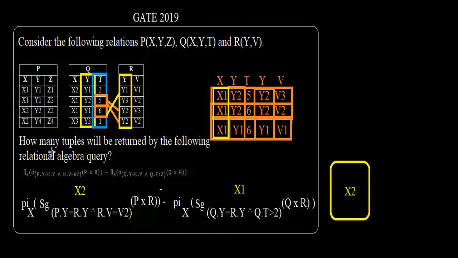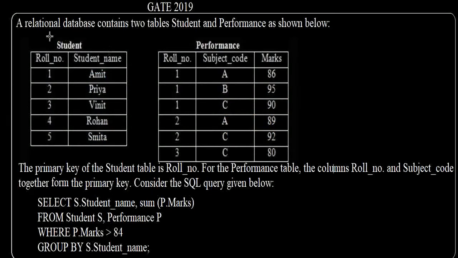And the question I've asked: how many tuples will be returned by the following algebra? It is only one. Okay, so one is the answer. Let's take this question. A relational database contains two tables, student and performance, as shown below.